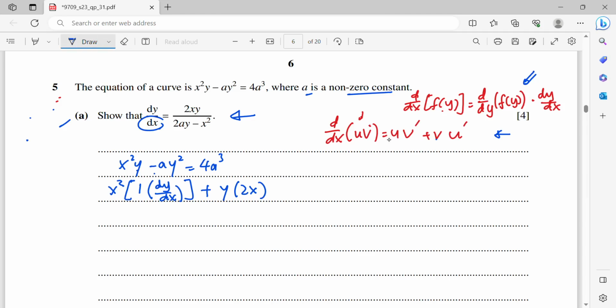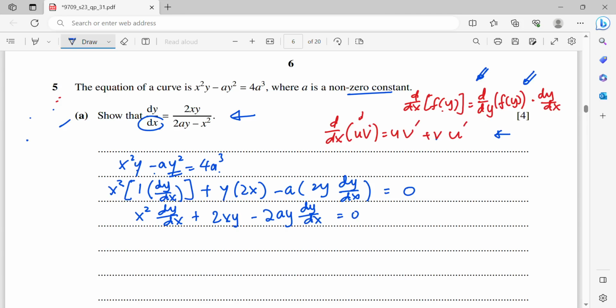Now there's a minus a here. Remember the a is a constant, alright? So just keep it. So minus a, differentiate y squared, use back the same formula. Differentiate y squared with respect to y, it will be 2y. Then you multiply with dy over dx. Then for the right hand side, since the a is constant, when differentiate constant with respect to x, it will be 0. Okay, so from here I will write x squared dy over dx plus 2xy minus 2ay dy over dx equals to 0.